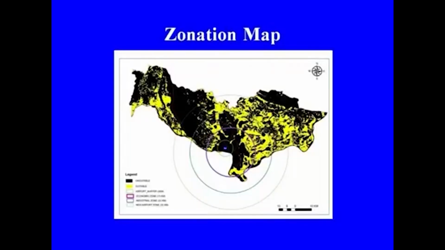Based on this, these buffer zones are now superimposed over the suitability map in order to find out which are the suitable zonation areas, and this is what we call the zonation map. So, we can now see which would be the areas wherein the different types of activities can be undertaken, and on the basis of the information now available we proceed ahead.